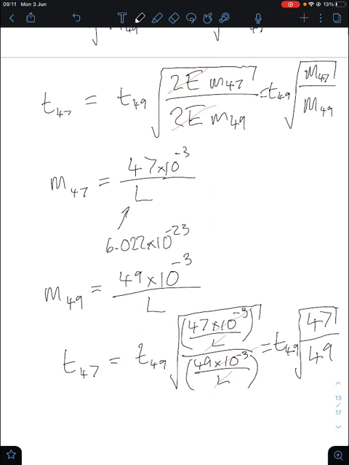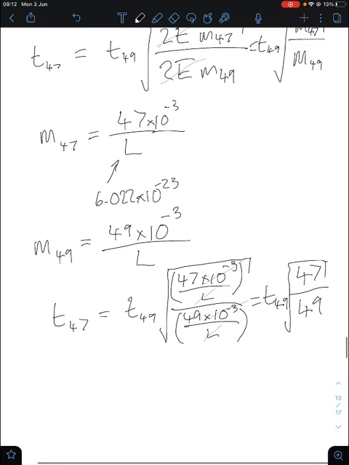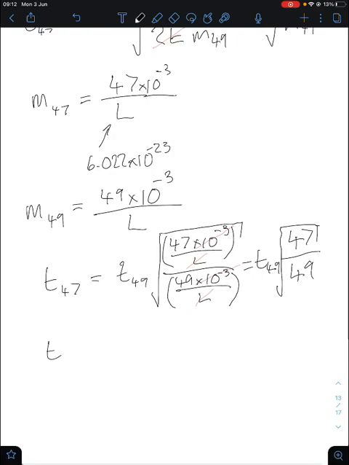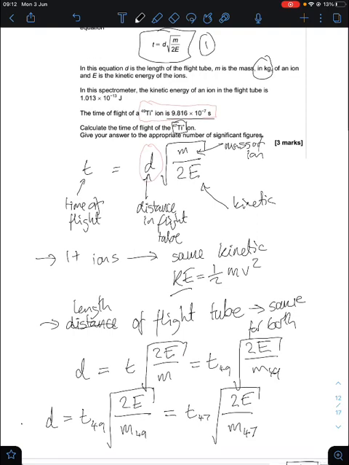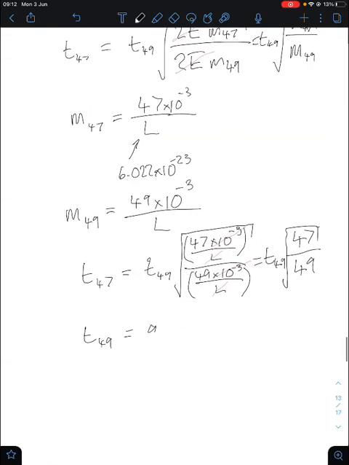And again, this makes sort of intuitive sense. The time of flight for the 47 ion will be less than the time of flight for the 49 ion, and it'll be less by a ratio of the square root of their masses. So from here, it's just a matter of substituting in our time of flight for the 49 ion, which was 9.816 times 10 to the minus 7. And this is going to be times by the square root of 47 over 49.